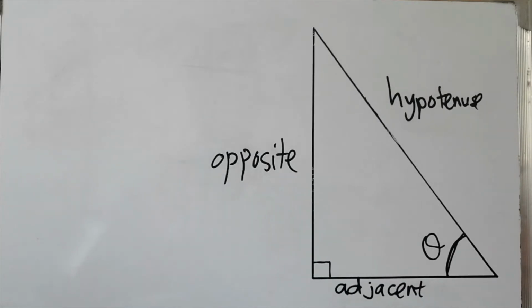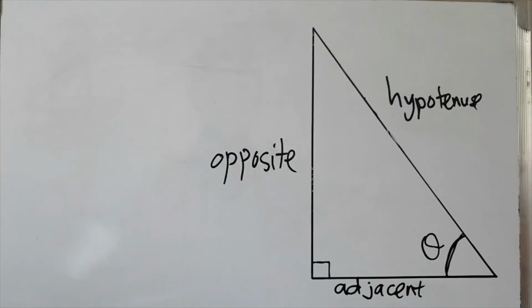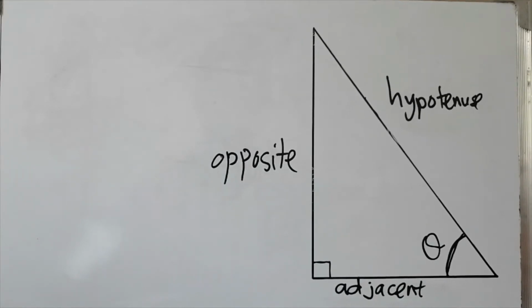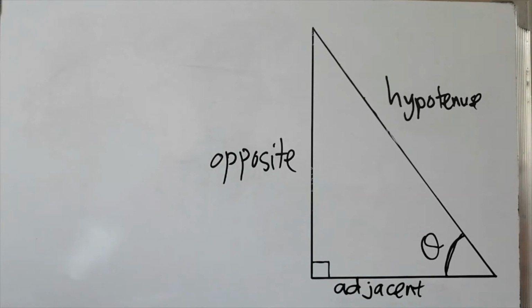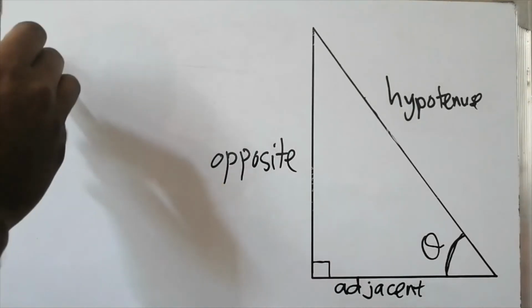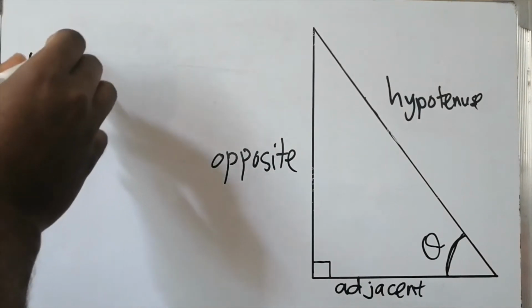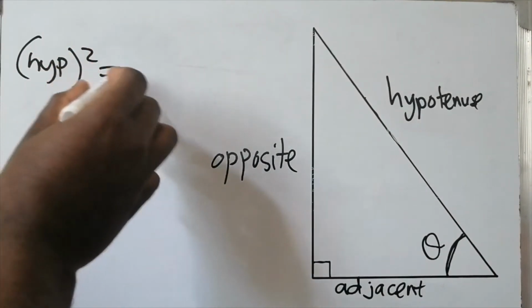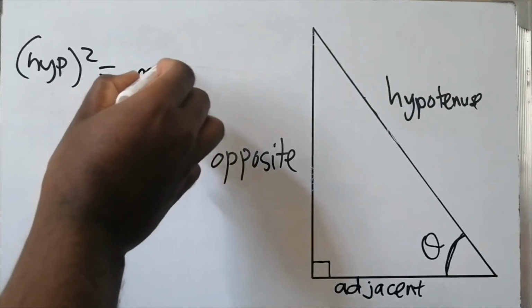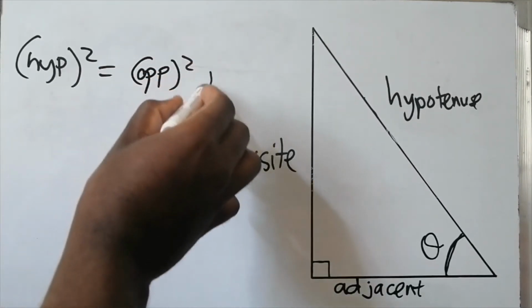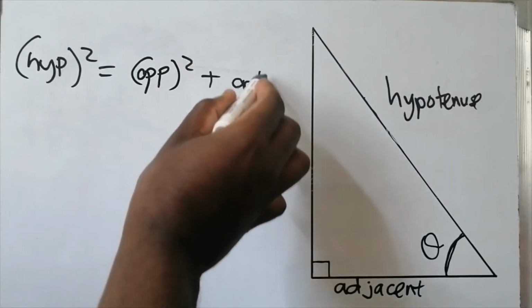So Pythagoras theorem, what does it have to do with right angle triangle? Pythagoras theorem basically allows us to calculate any of these sides if we are given the other two. So what does Pythagoras theorem state?